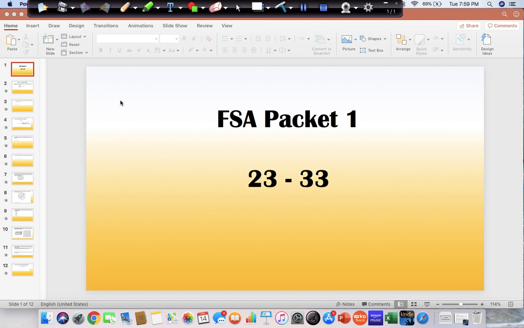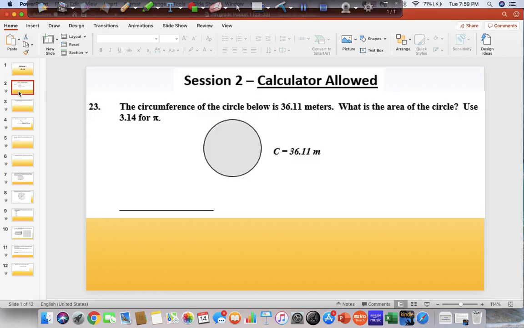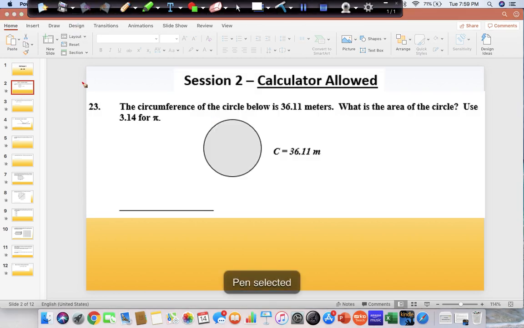Today we are doing the FSA Packet 1, problems 23 through 33. It says the circumference of the circle below is 36 and 11/100 meters. What is the area of the circle? A couple of things we should refresh our memories with: the circumference equals 2 times pi times the radius, and the area of a circle equals pi times the radius squared.